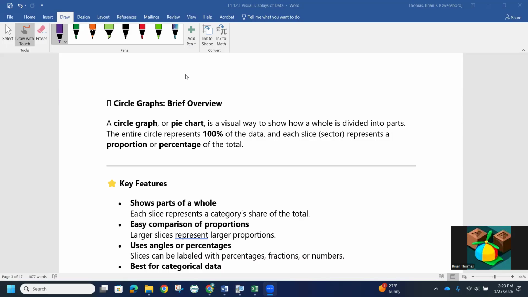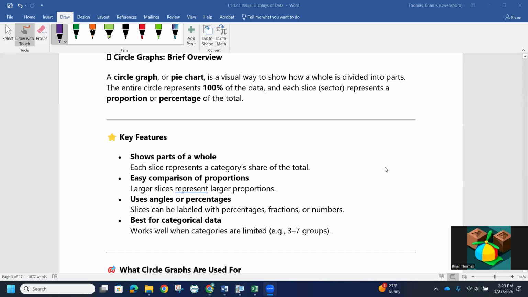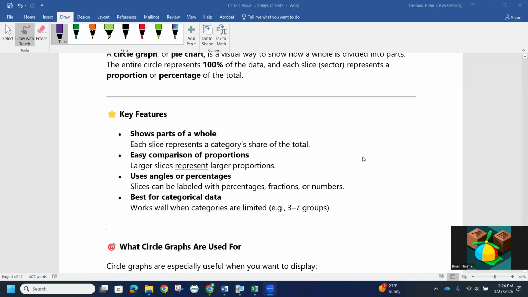But some things that we'll have to pick up on is that each slice will represent a category. So it's share of the total. I think a lot of times we'll see that as a percentage. What percent of the pie do you get, if you will? What's nice about this is larger slices represent larger proportions, a larger chunk, if you will. Smaller slices would represent littler slivers of the pie.